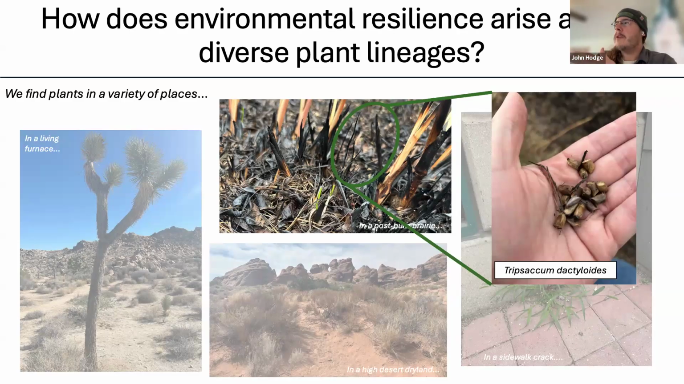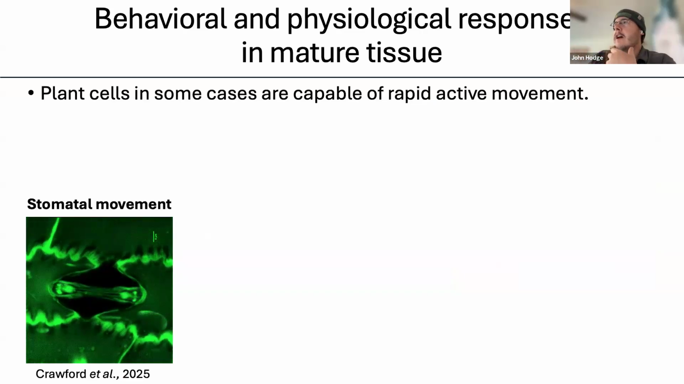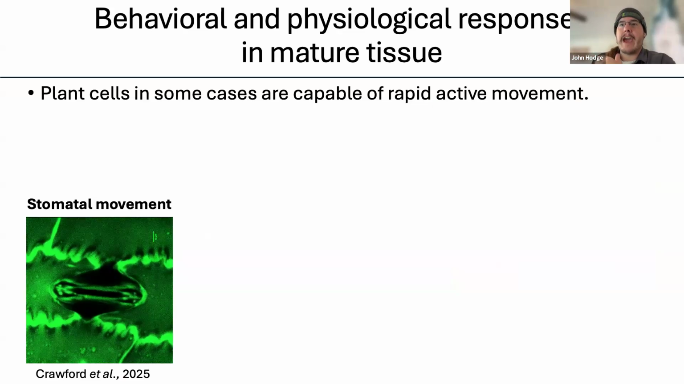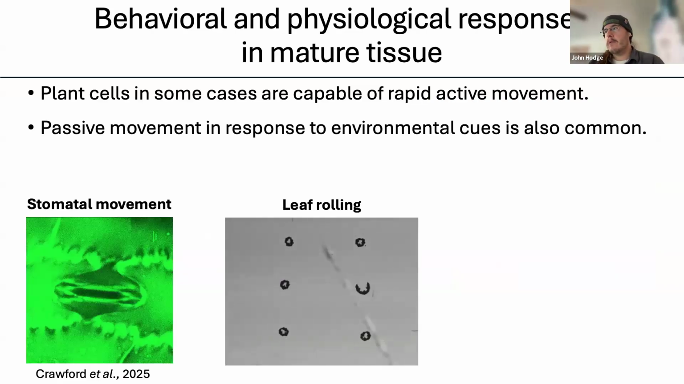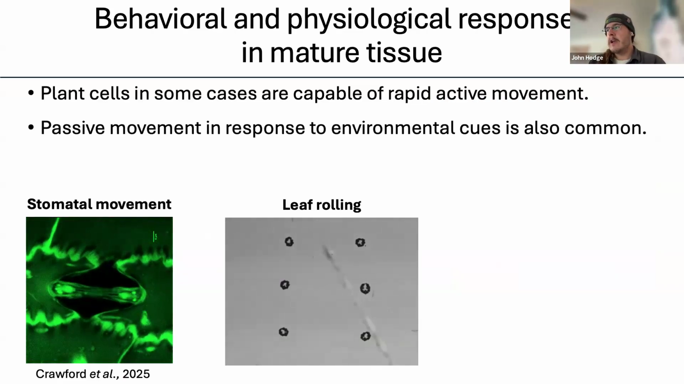There are a couple of different ways that plants can respond. One that a lot of members of my lab like to think about is behavioral or physiological responses, and Joe Crawford in my group just published this lovely paper where he was able to actually watch stomata opening and closing, as an example of this sort of active movement process. There is also the capacity for passive movement. If you ever think about leaf rolling or bulliform cells, that's what you're seeing: the passive capacity of the leaf to move on its own.